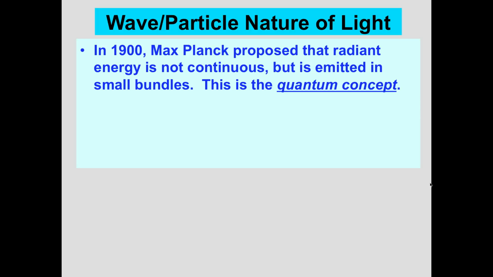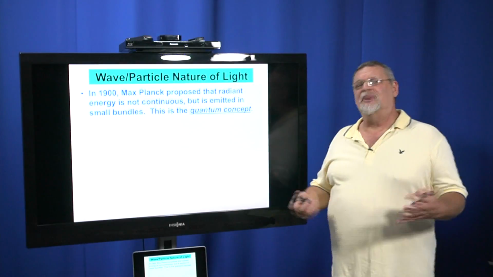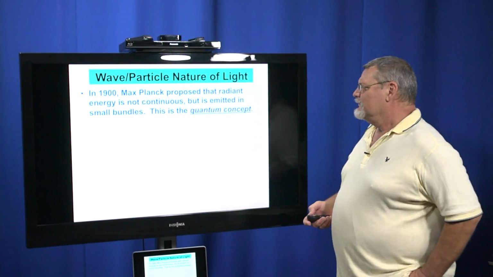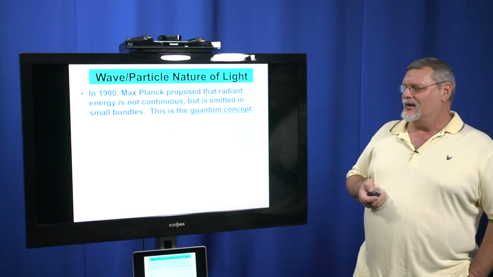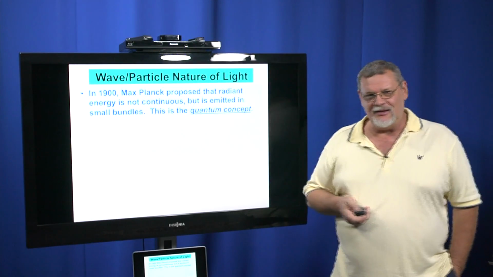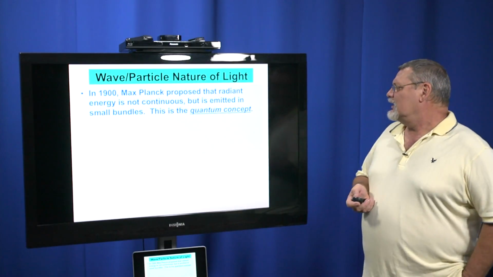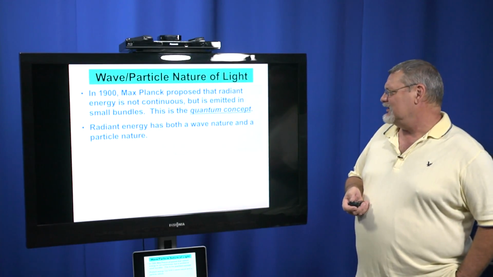So let's talk about now the wave versus the particle nature of light. In 1900, Max Planck proposed that radiant energy is not continuous but is emitted in small bundles. This is the quantum concept. No, I'm not going to ask you about Max Planck and what year and all that stuff. I just want you to understand what the quantum concept is.